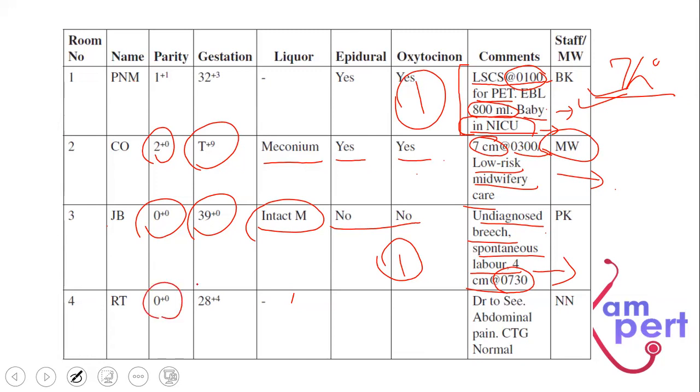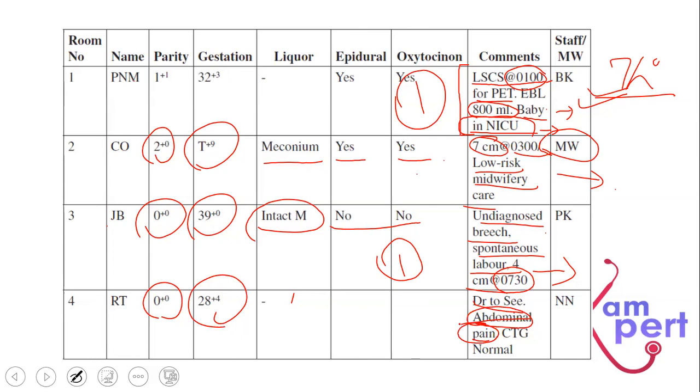This is also a primary para, 28 plus 4. She is waiting for the doctor to see her, and she is here with abdominal pain, CTG is normal and the midwife is taking care of her. So what will you do in this case? You said that abdominal pain is abruption. Every abdominal pain is abruption? No, no, my concern is abruption and preterm labor, 2 DDs.